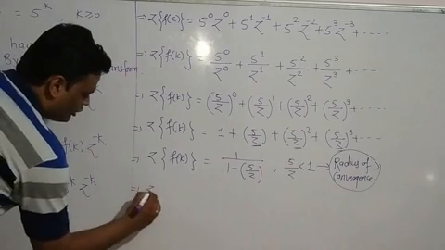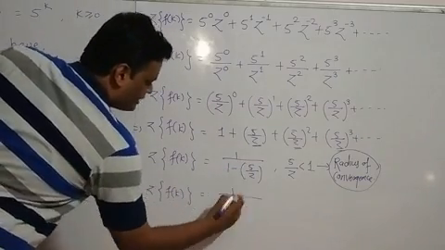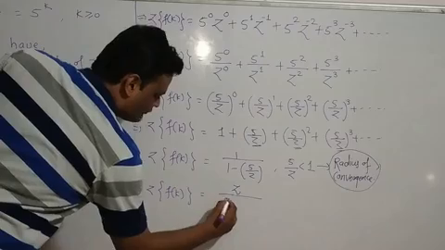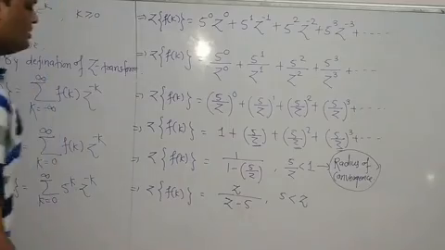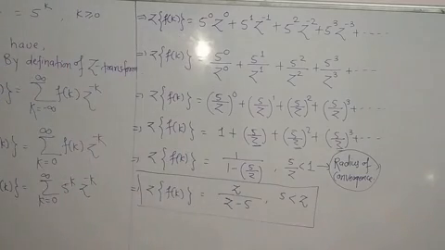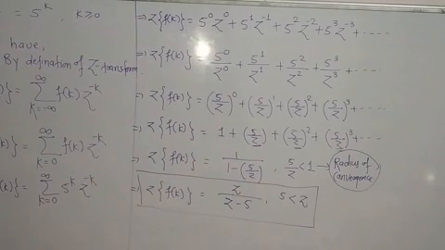Now what is Z of f of k? It is 1 over 1 minus 5 by z, and this z will come to the numerator. So you have z upon z minus 5, where 5 is less than z. So this is the z transformation for your given sequence, that is z upon z minus 5, where 5 by z is less than 1, or you can say that 5 is less than z, and this is called the radius of convergence. Okay, so that is how we solve problems on Z transformation.